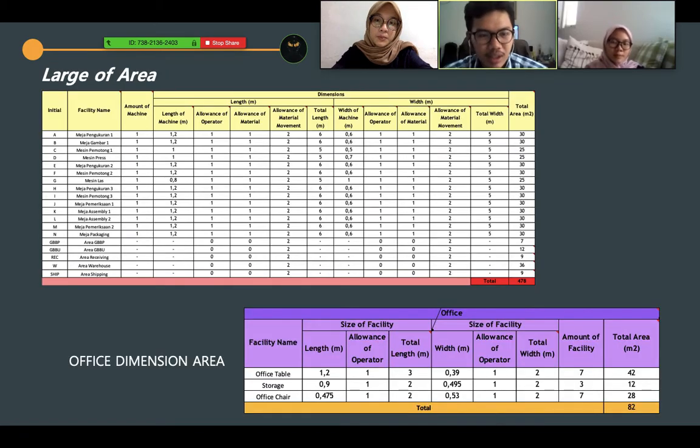This is our large of area. From the table above, we can see the area of our facilities, and in the table below you can see the area for our office dimension.